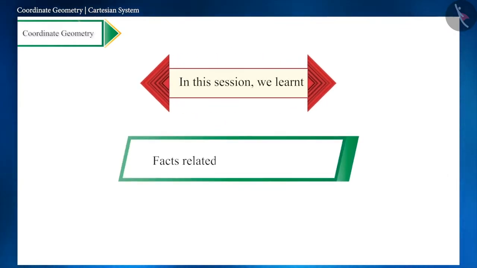So friends, that's all in this session. Today, we discussed some facts related to the Cartesian system.